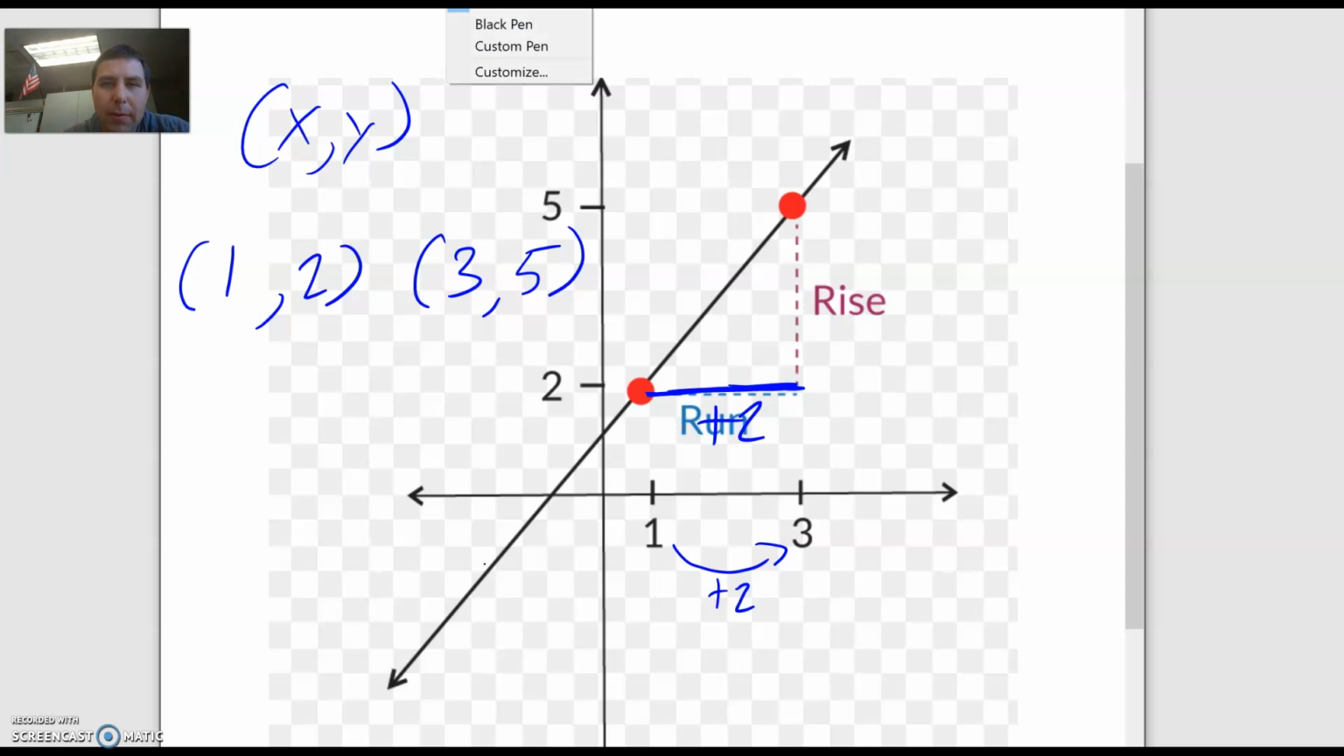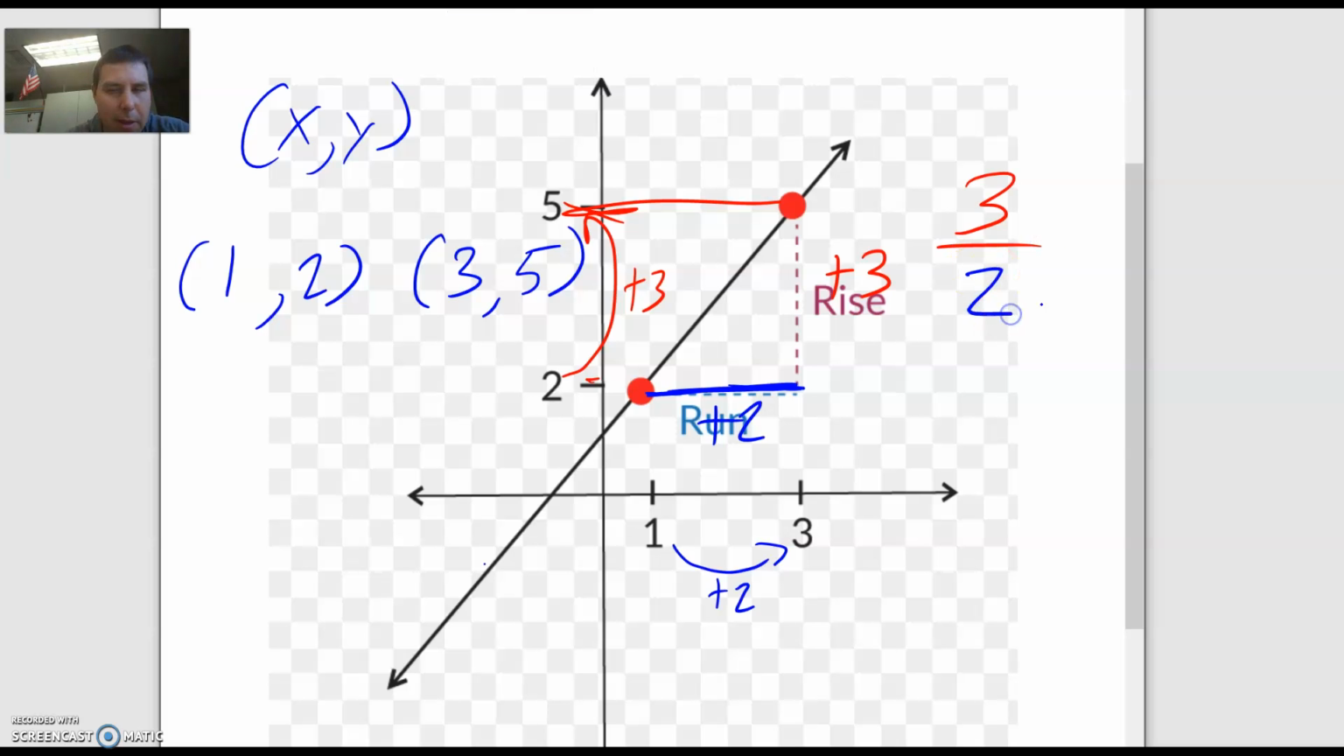Let's look at the y values. I'm going to change my color. The y values here were 5 and 2. So how do I go from 2 to 5? Well, I have to add 3. So I went up 3. So my rise was 3. And it was positive. My run was 2. Now it's positive. So the slope or steepness of this line is 3 over 2.